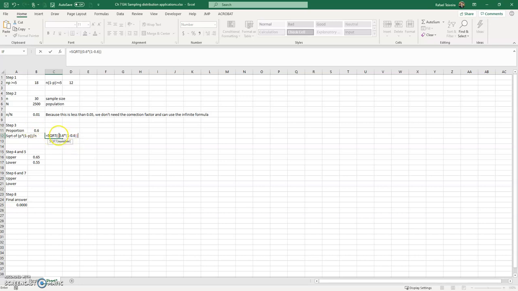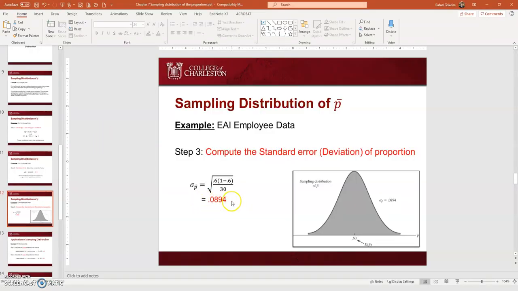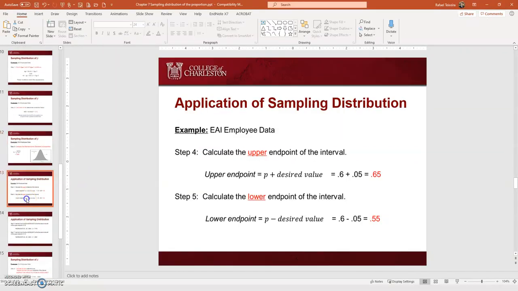So now all this multiplication is within parentheses, and then we divide it by the sample size, which is 30, and then we close the last parenthesis, and then we hit enter and we get 0.0894. Okay, we got the standard error. We can move to step 4 and 5.